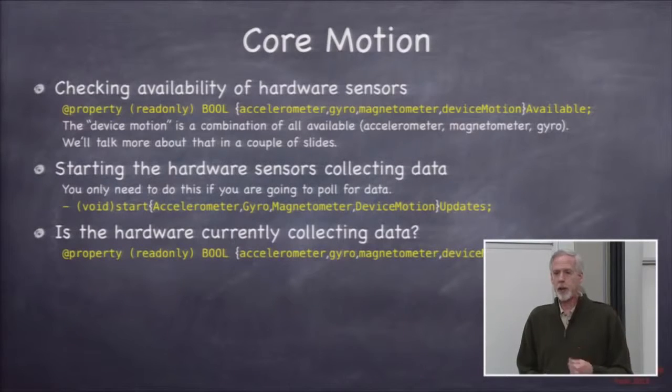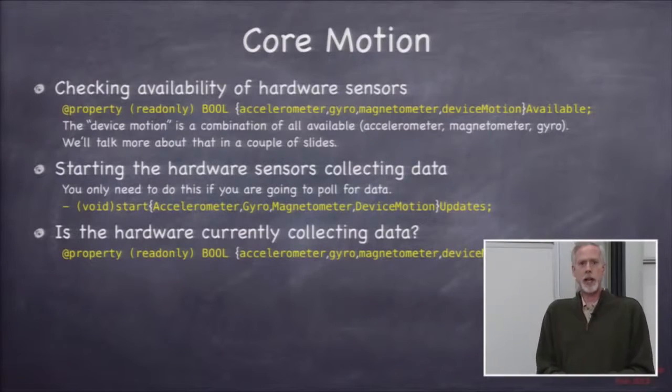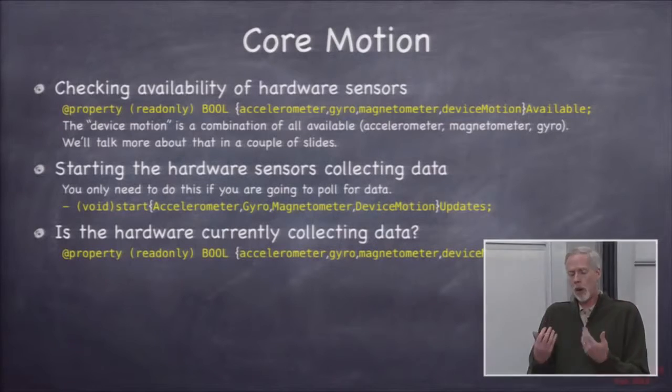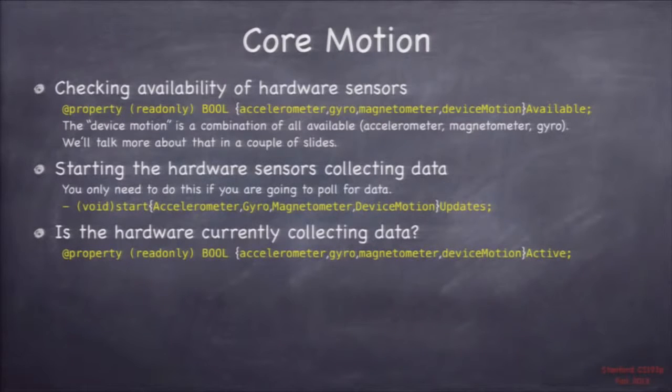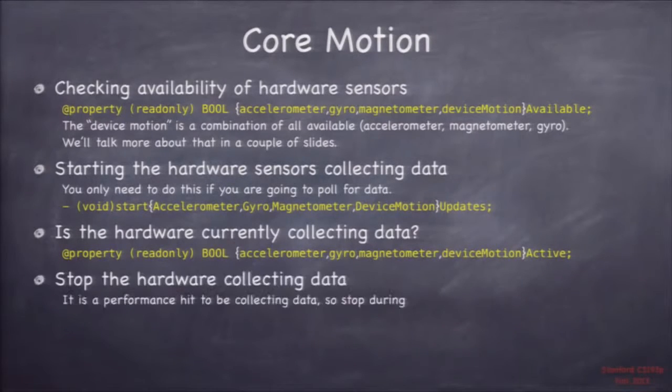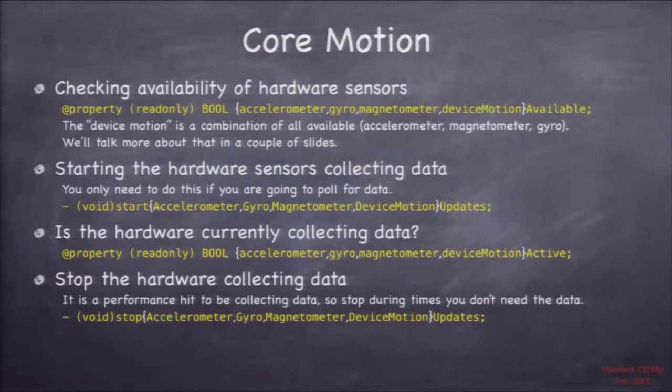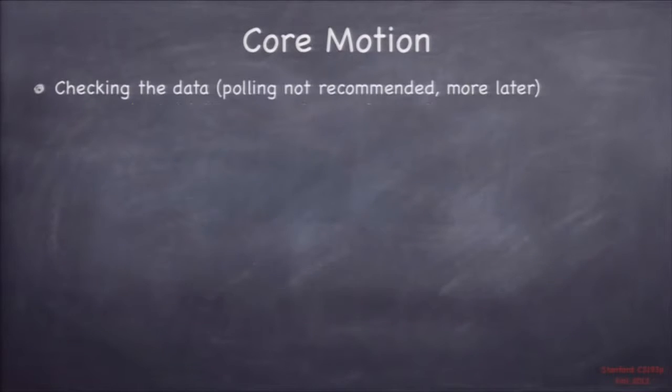You can also find out, is the hardware currently collecting data? In other words, is the accelerometer on and collecting data? Is the gyro on and collecting data? So you can find out that as well. And very importantly, you can stop it doing this. Why is that important? These things aren't free when it comes to battery, okay? Measuring the acceleration, measuring the gyro position, all that, it takes power. And so you want to turn it off when you're not using it. Just exactly like the CL location manager, right? Turn it off when you're not using it.